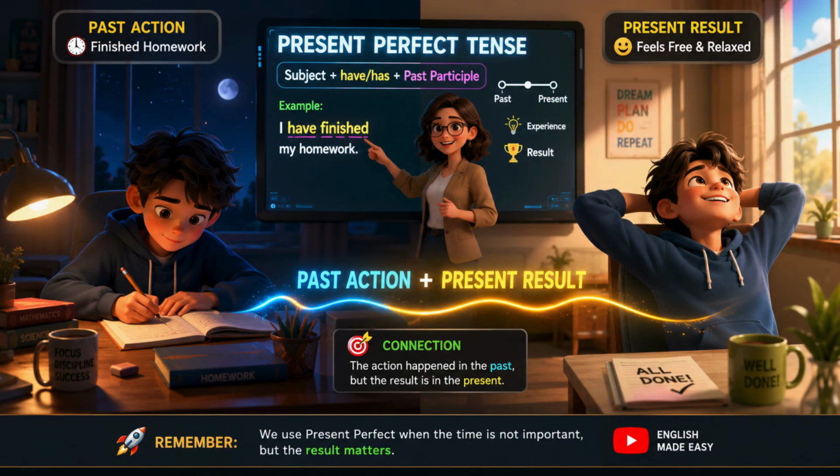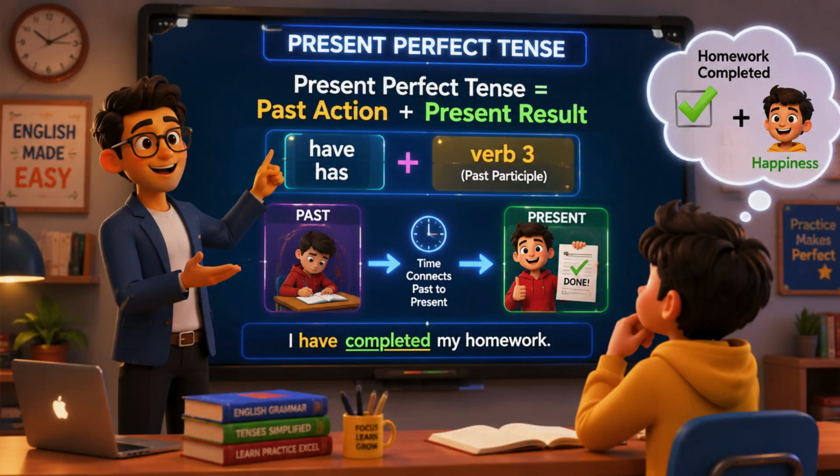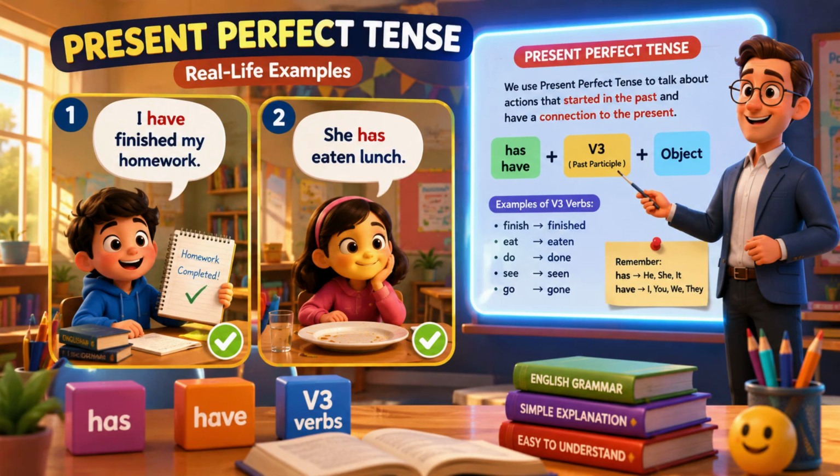Now let's understand present perfect tense in a very simple way. Present perfect tense is used to describe actions that were completed in the past, but they are still important in the present. Let me say that again slowly. The action is finished in the past, but the result is still connected to now. Now let's look at some easy examples. I have finished my homework. This means the homework is already done in the past, and now I am free. She has eaten lunch. This means she ate lunch earlier, and right now she is not hungry.